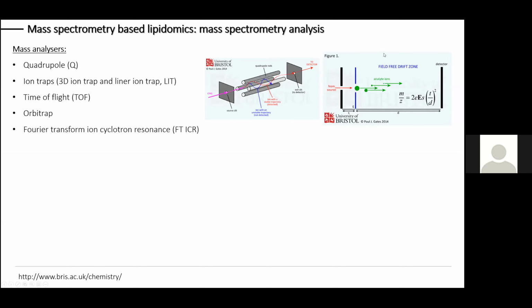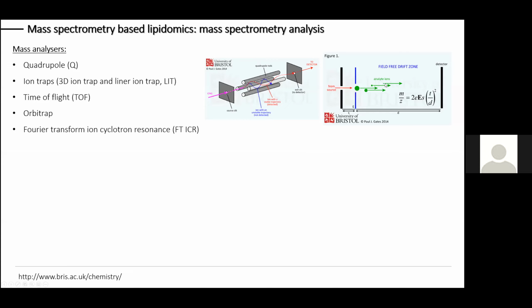Another type of mass analyzer, time of flight, works on a completely different principle. Here we accelerate our ions before they enter a field-free drift zone, and the ions fly to the detector. We measure the time it takes them to reach the detector, with all the settings the same.